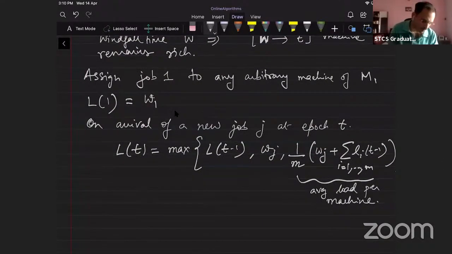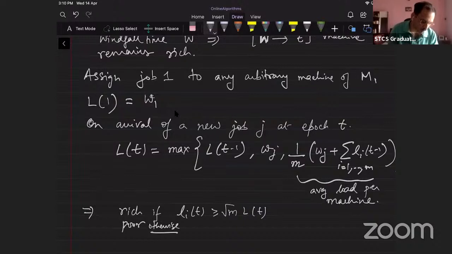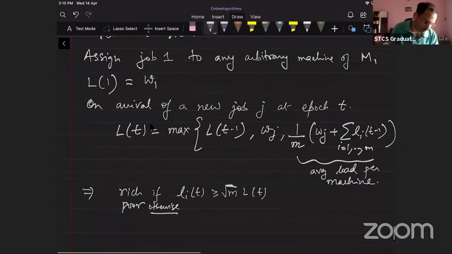Now the rich and poor, remember: rich if Li of t is greater than or equal to square root M times L of t, and poor otherwise. Because L of t changes, a machine can become rich or poor as time progresses. So some machine which was poor in the past can become rich thereafter.